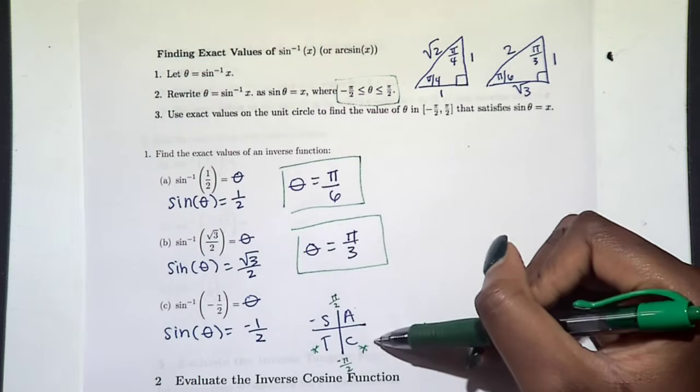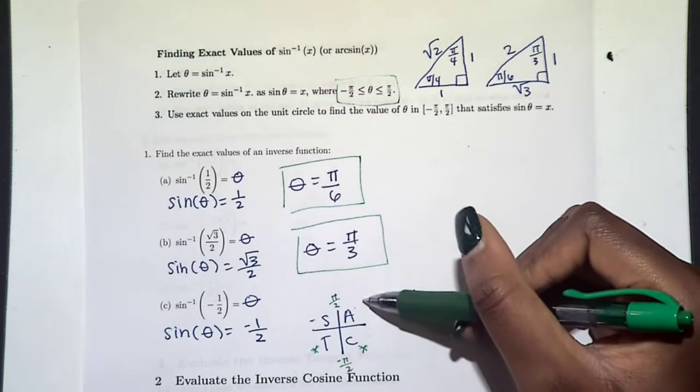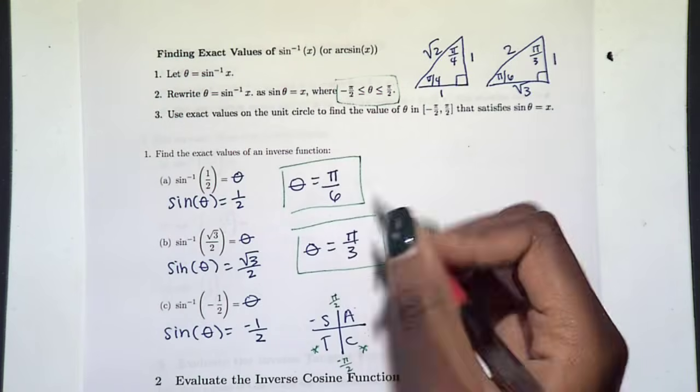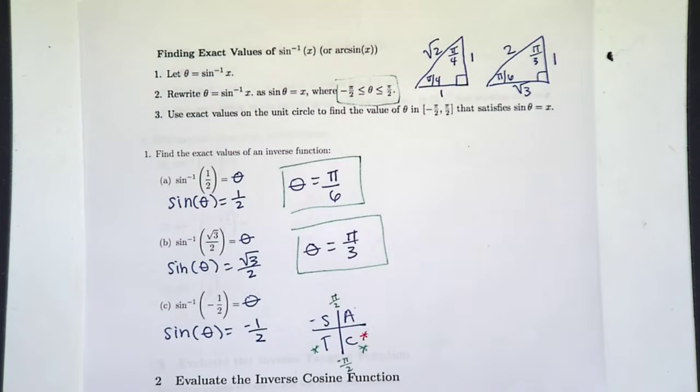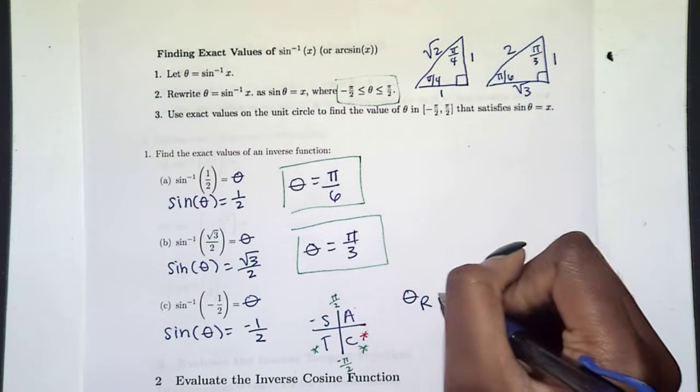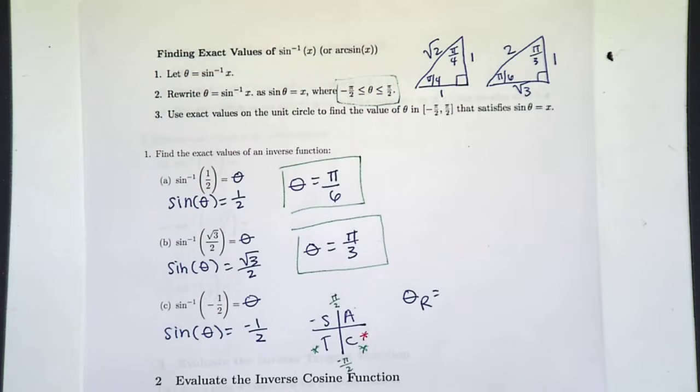So we want our angle to be between here and here. So that means whatever we find, it's going to be in the 4th quadrant. Okay, so let's get back to our angle. Since we have a negative, we're going to find our reference angle first.